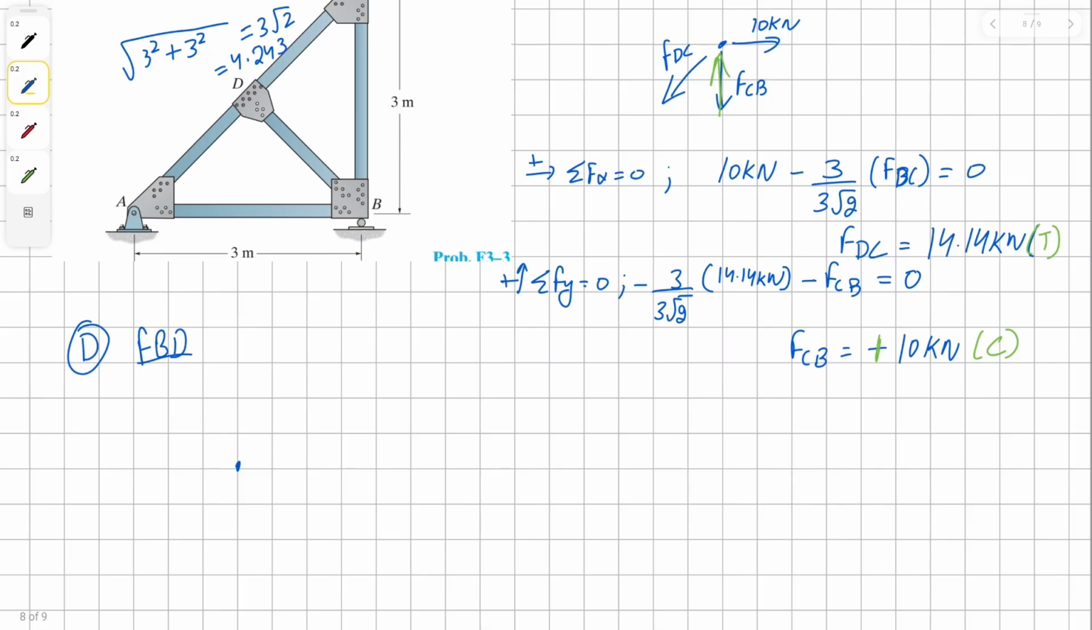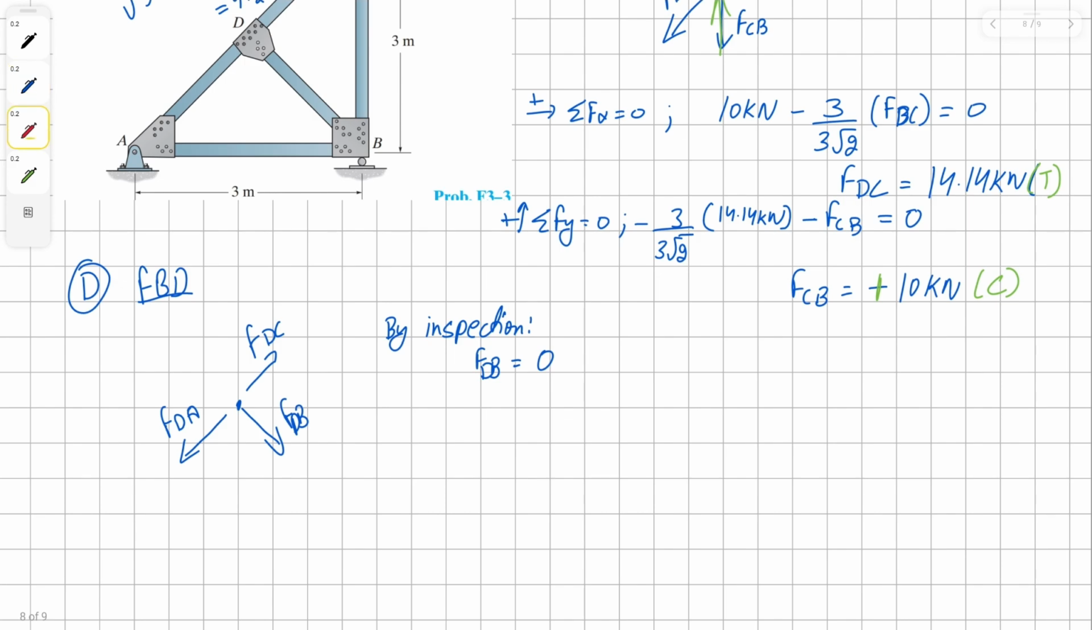At joint D, we have already found our force DC. We don't know our force for member DA, and we don't know our force for member DB. By inspection, we know that force at member DB is going to be 0 because it's a 0 force member. If you don't know, you can go back to the earlier video where I've explained what it means to have a 0 force member.